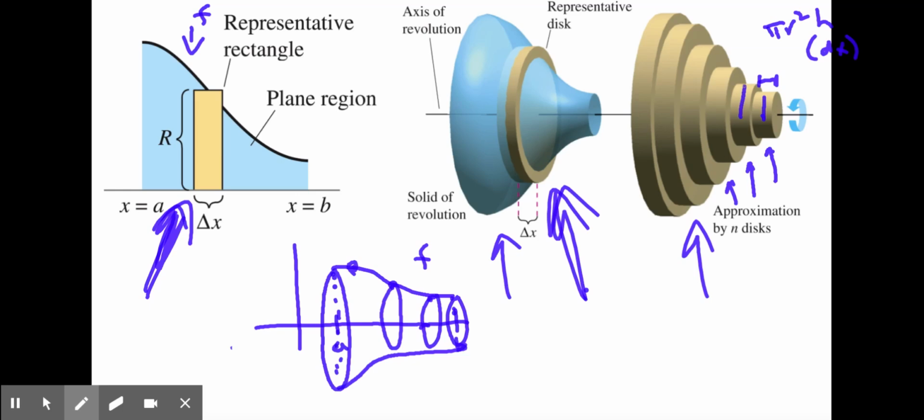So the radius here, you can see, increases for these disks as it moves in the direction that I'm moving on here. As you go further to the left, the radius of these disks is larger and larger. Anyways, the more disks you use, the more accurate your volume would become. And if you use infinitely many disks, you would get your exact volume.